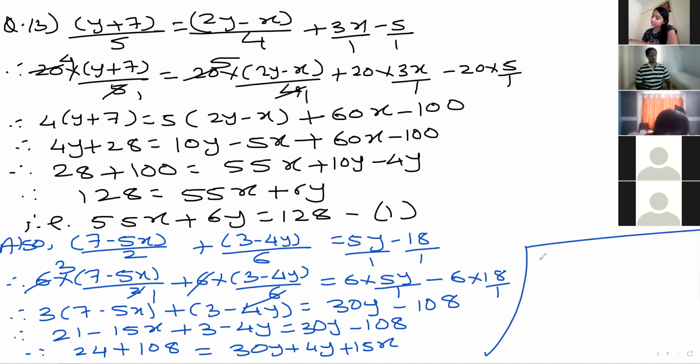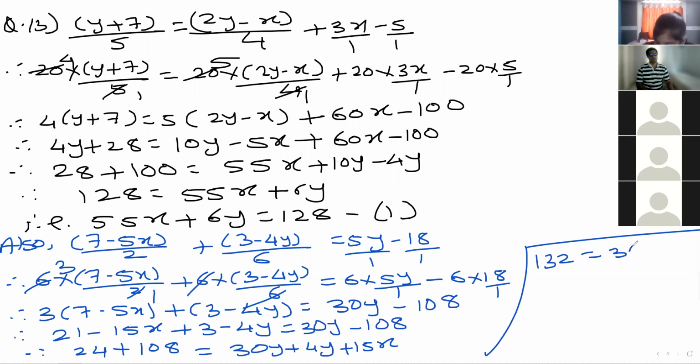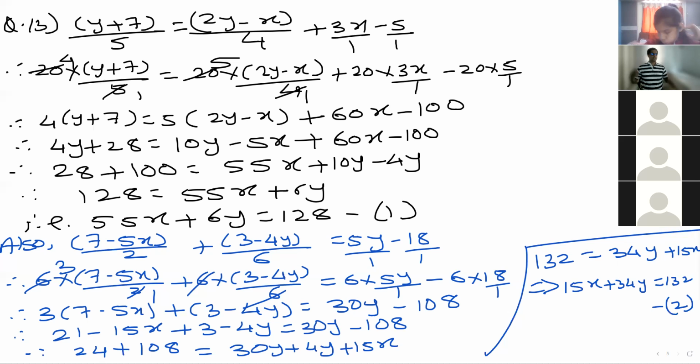Okay, so 24 plus 108 is how much? 132. So 132 is equal to 34y plus 15x. Correct? Yes, sir. That is, you have 15x plus 34y is equal to 132. This is equation 2. Now look at both the equations and see what you can do.